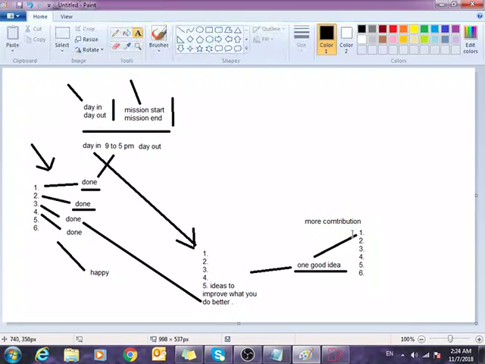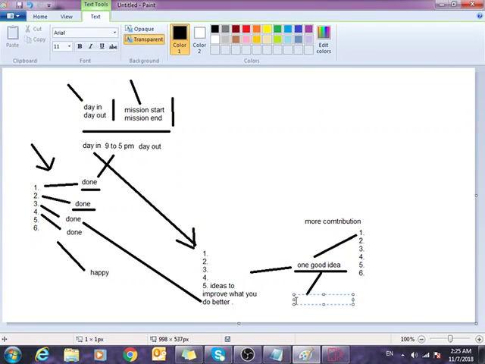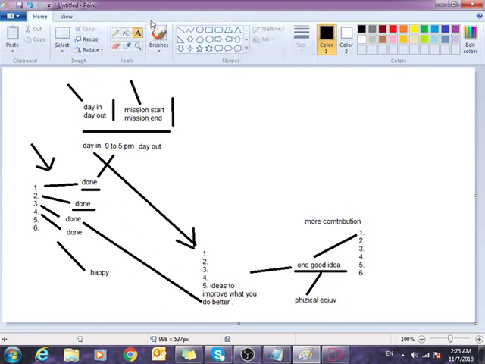This means more contribution. The reward of more contribution, we know that ideas are things waiting to be translated into their physical equivalent and financial equivalent.